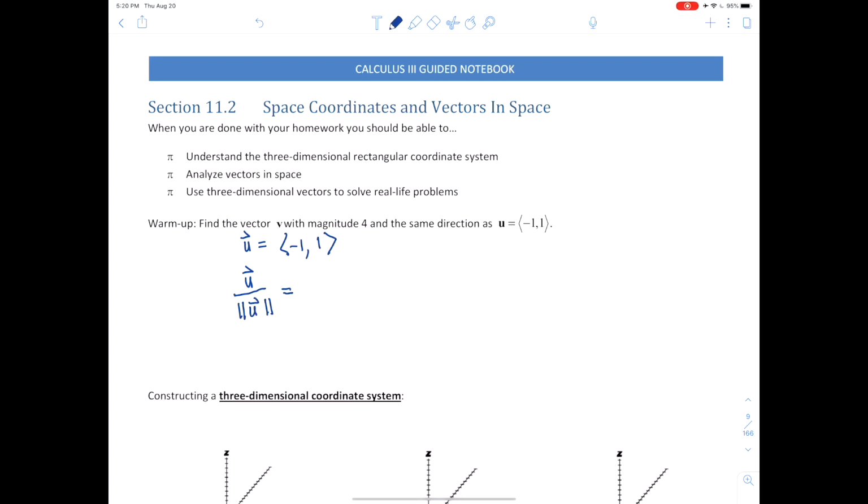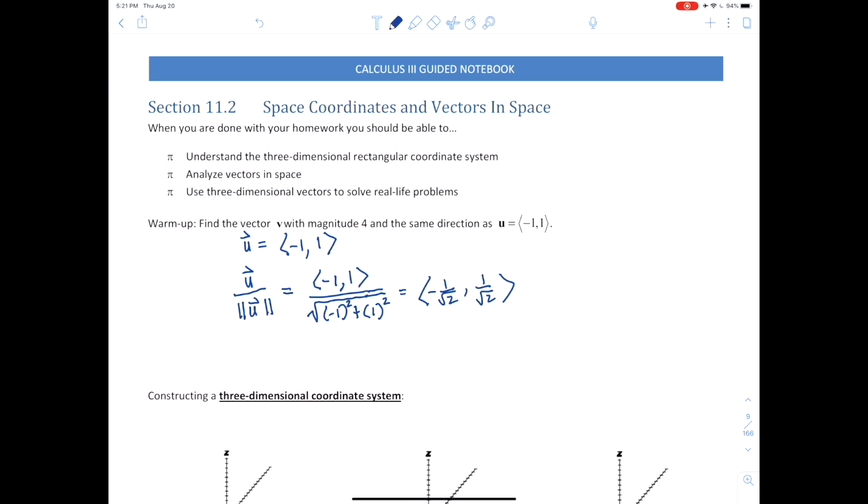We know that u is negative 1, 1 in component form. So the magnitude of u is going to be the square root of negative 1 squared plus 1 squared. That's going to give us, beautiful, 1 plus 1 is 2. So what we're going to end up with is the vector negative 1 over root 2, comma 1 over root 2. Cool so far? Awesome.